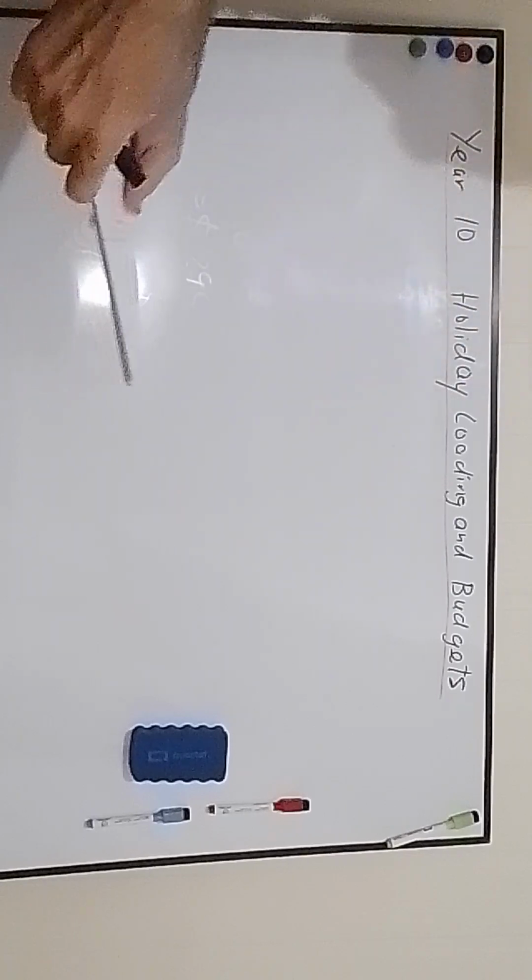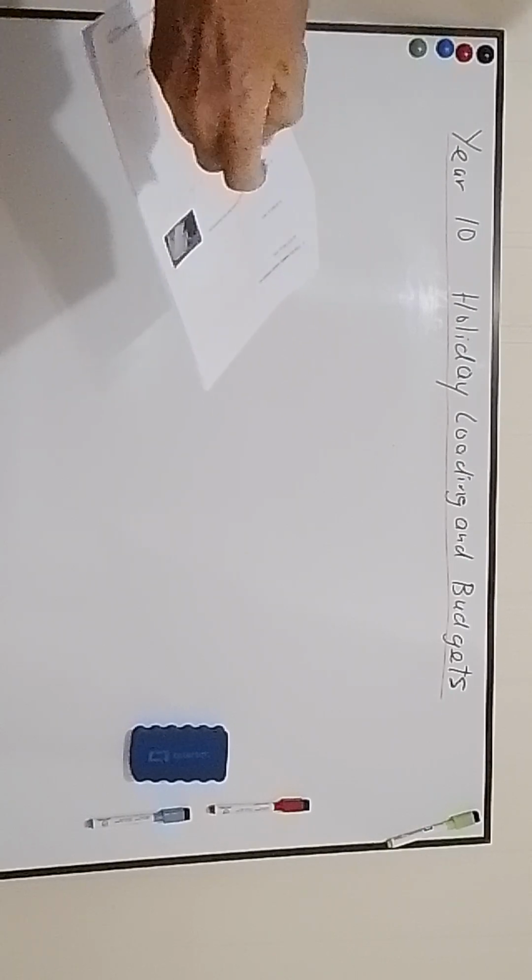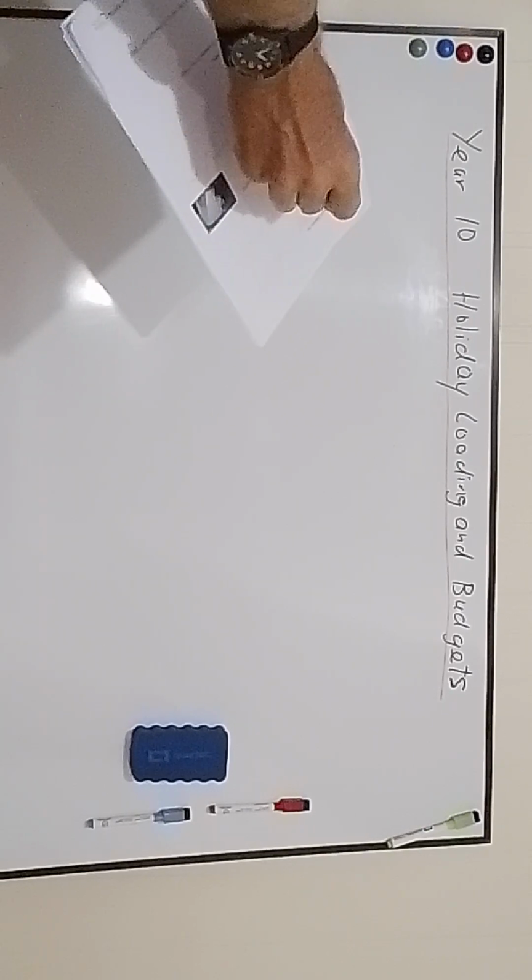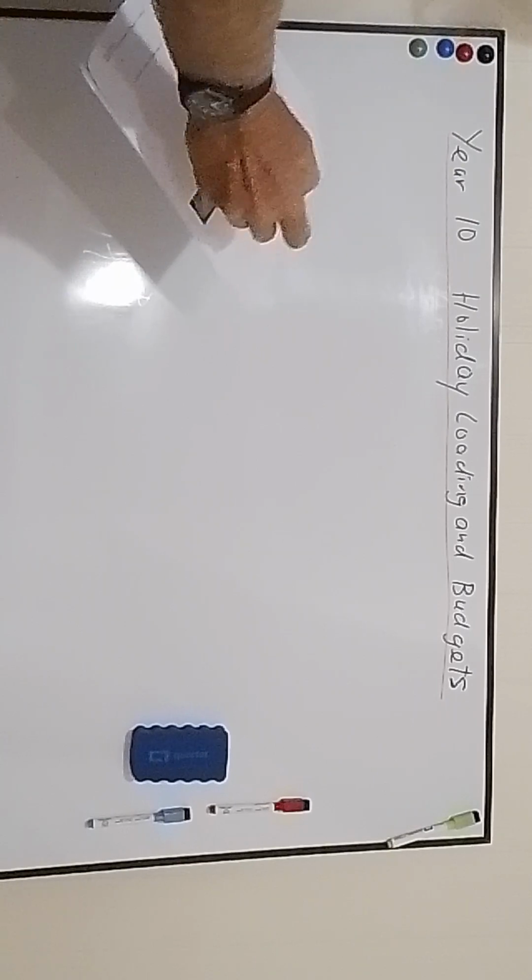Okay, Year 10, Holiday Loading and Budgets, page 2. Question 3. Find the yearly simple interest on $20,000 at 18%. In other words, find 18% of $20,000.